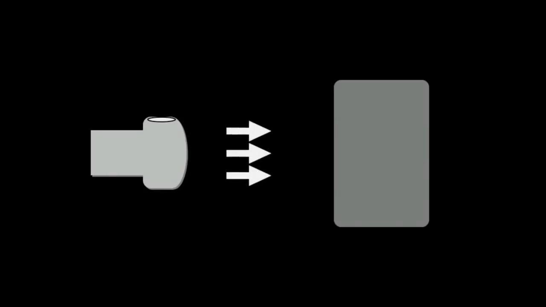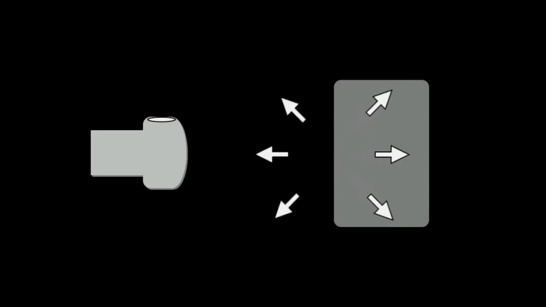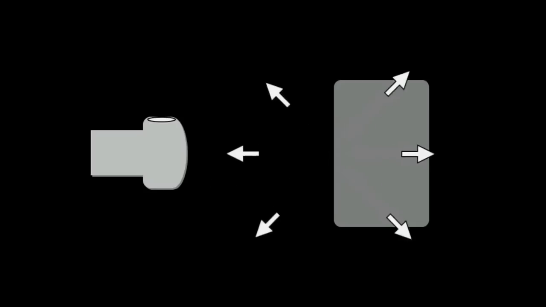Sometimes sound is not reflected uniformly, and it is what's called scattered. So the sound wave is reflected back to the probe, but also in multiple different directions. And if the sound does not reflect to the probe, that sound is not used to create an image and that information is lost.